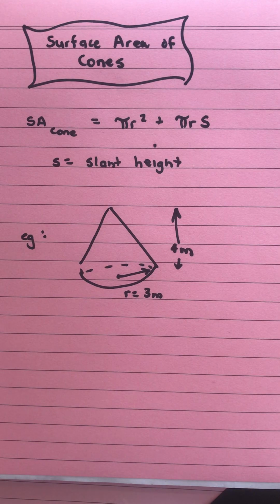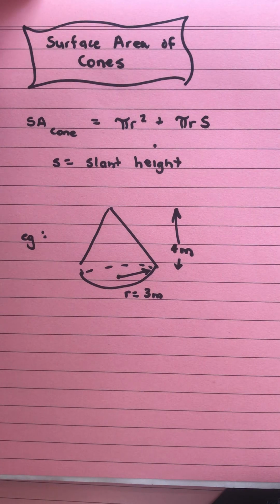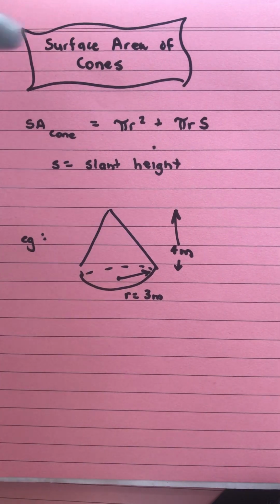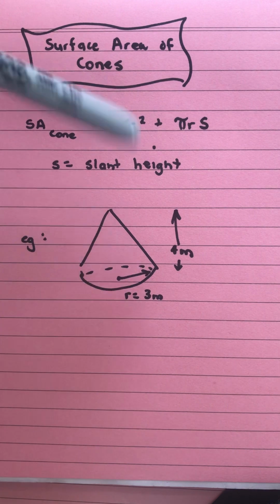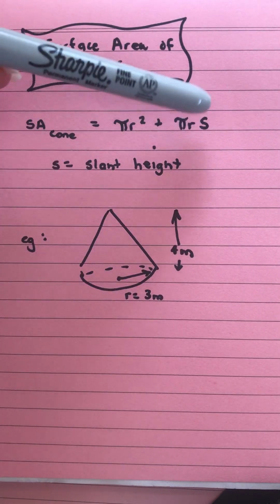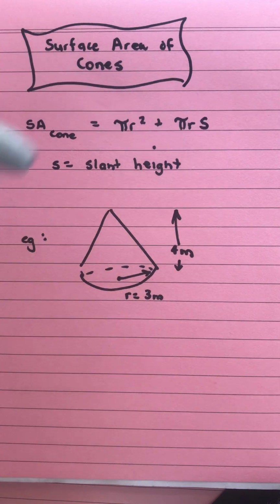Okay, looking at surface area of cones. So for our surface area of cones, it's a little bit trickier than our prisms or our pyramids where we can go through and work out each of the faces because we have this curved one. Now when we look at it, we know we've got the circle base, which is our pi r squared, and the rule for that curved section is pi r s, where s is our slant height.